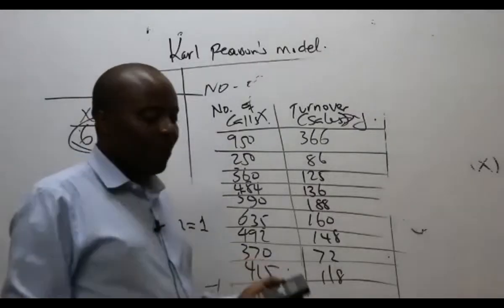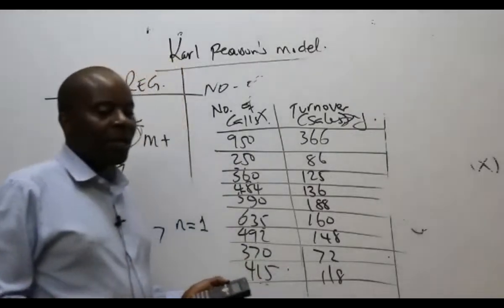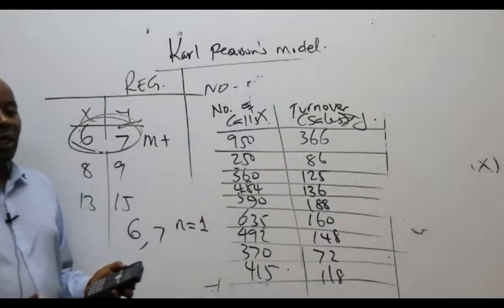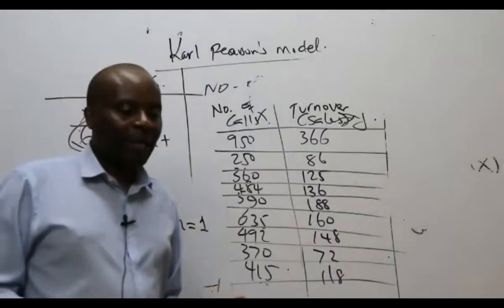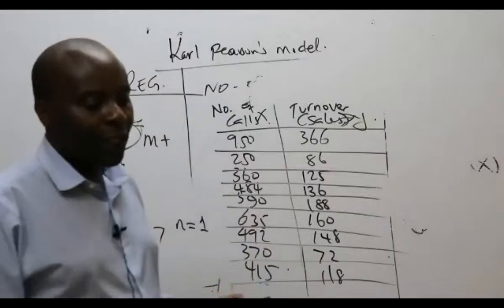13,15. Then you say M plus. What are you able to see there? M plus. It says N equals 3.